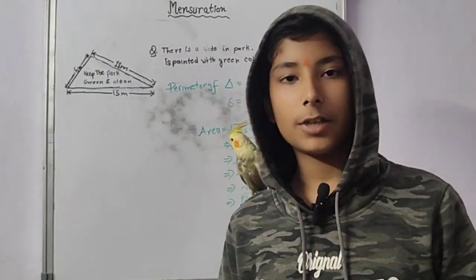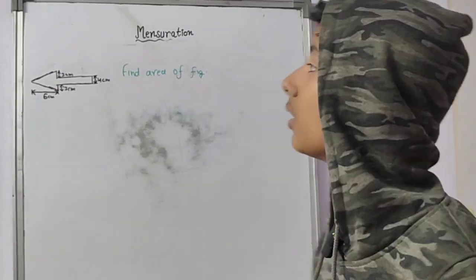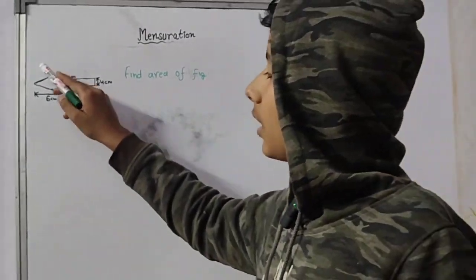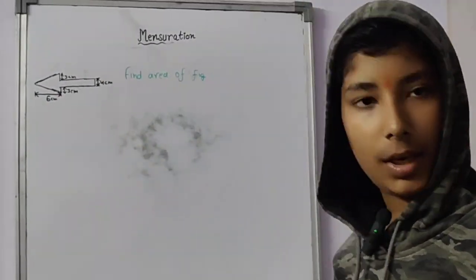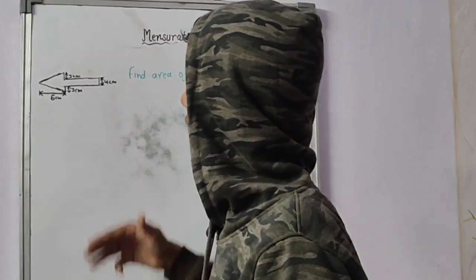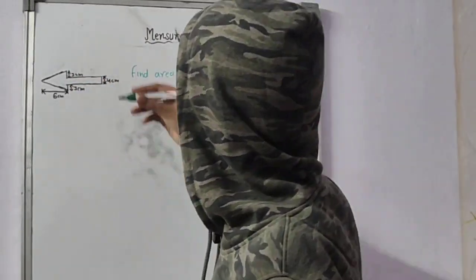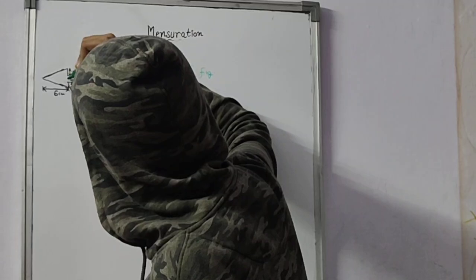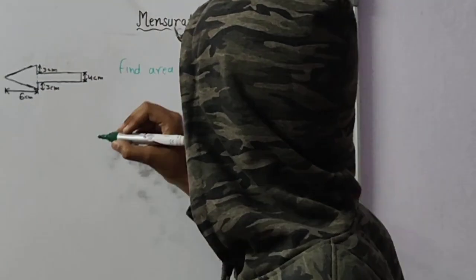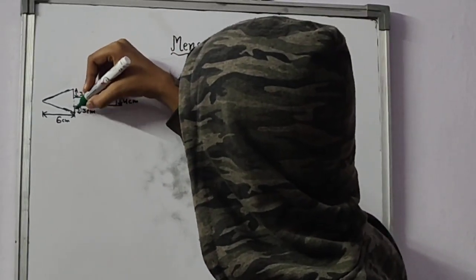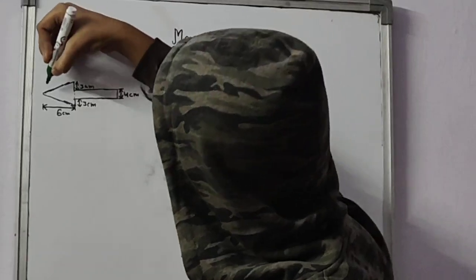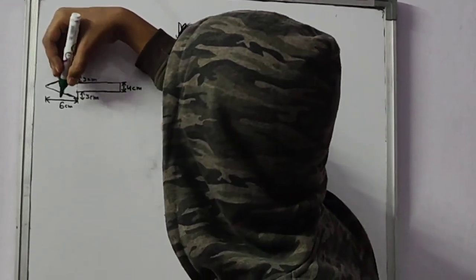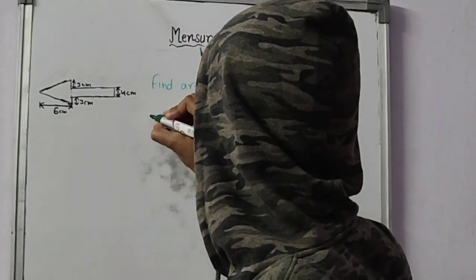Now let's come to our next question. Now this is our next question, this is a figure, we have to find its area simply. You might find it confusing, but see, from here you have to join this. Now what is the height of the triangle? It will be the same as this, which will be 6 centimeter.